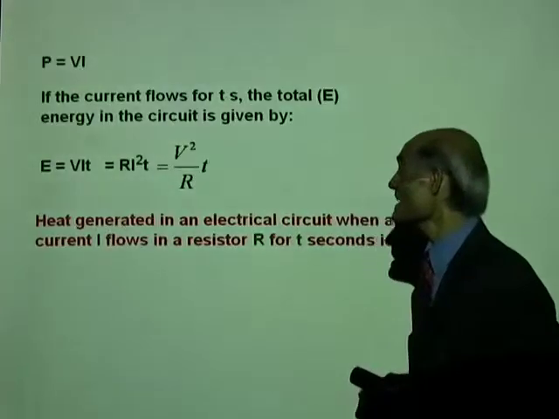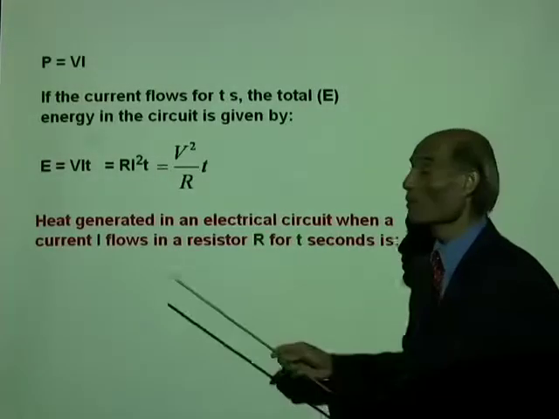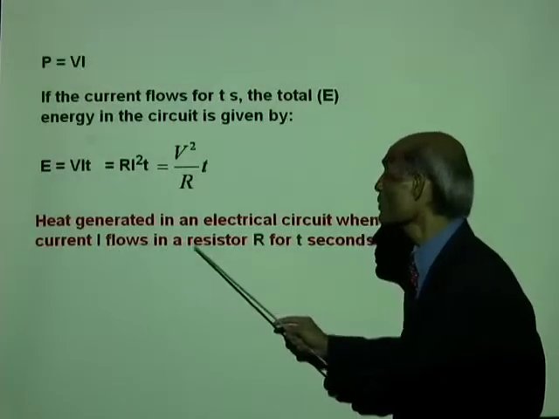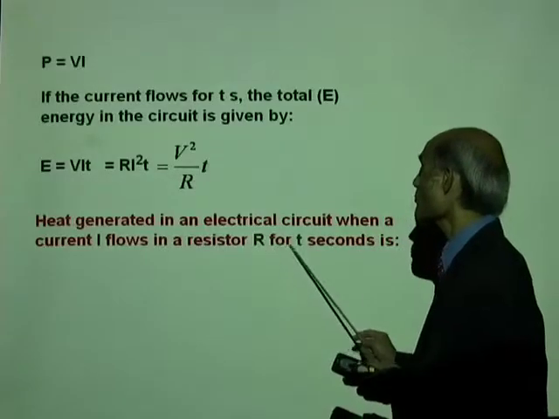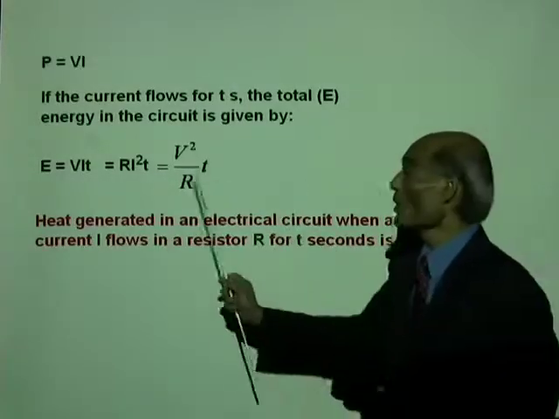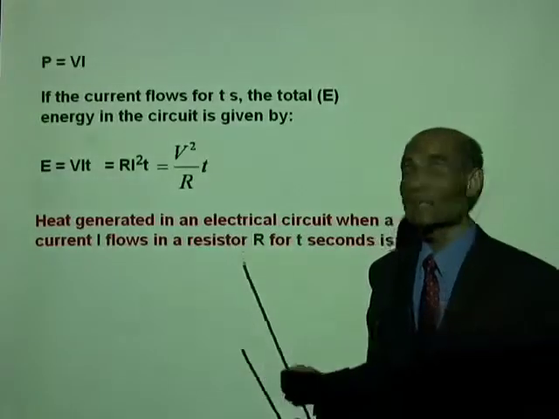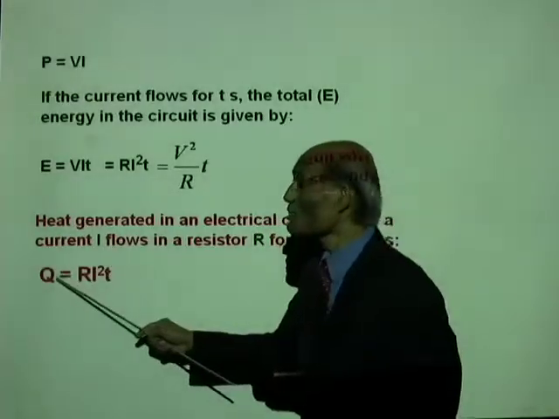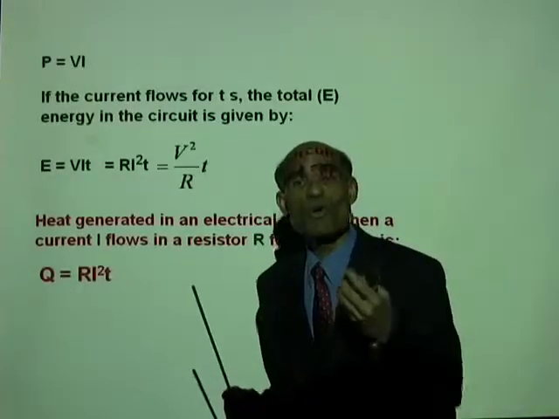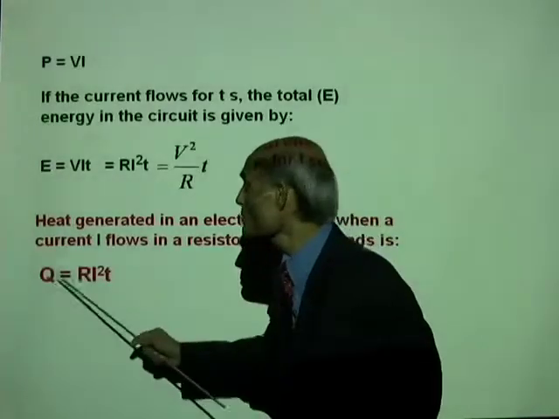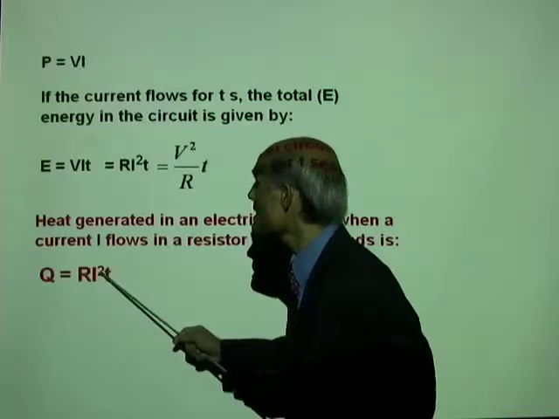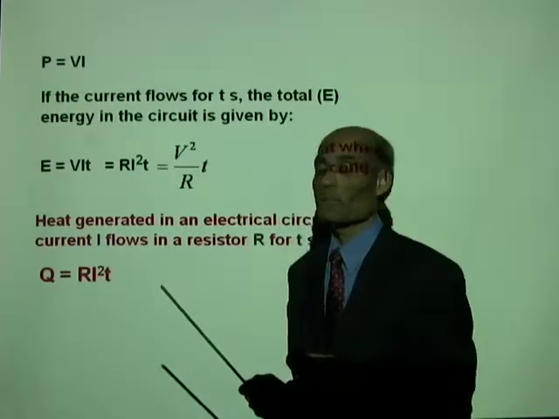Heat generated in an electrical circuit when a current I flows in a resistor R for T seconds. In a resistor, all this energy becomes heat. So heat generated, Q, we generally call the quantity of heat. Q equal to RI squared T.